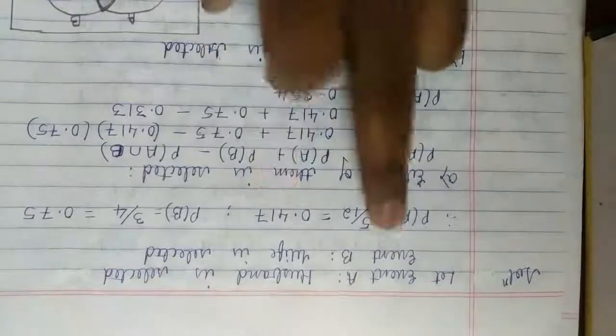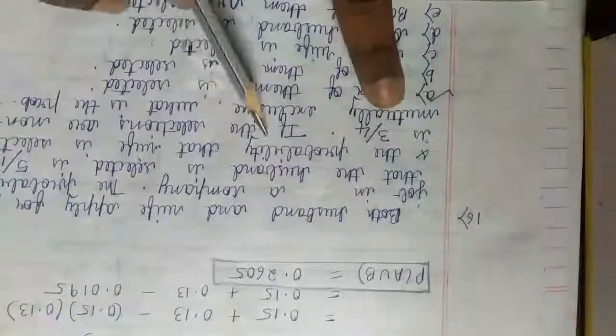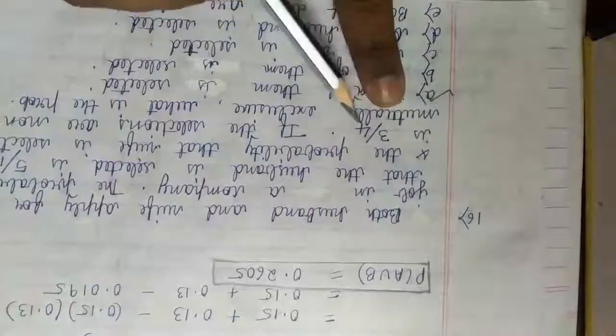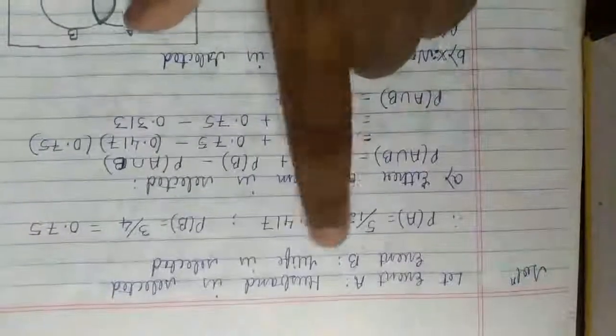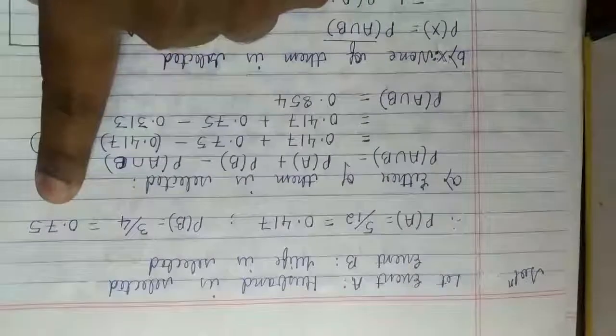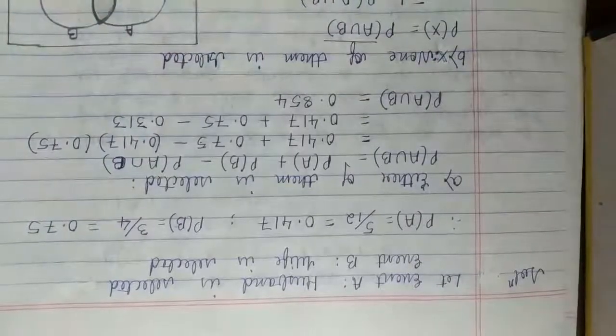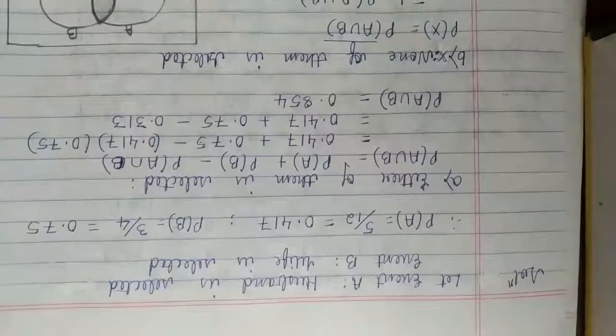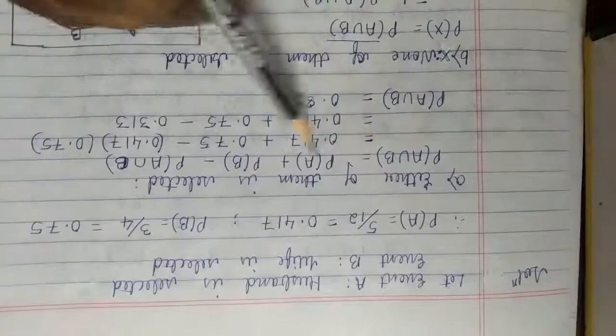Then event B is the wife is selected. What is the probability of event B happening? Here they have given the probability that the wife is selected is 3 upon 4. So the probability that the wife is selected, P of B, is 0.75. Okay, now that we have divided these two events separately, let us see the probability that either of them is selected.